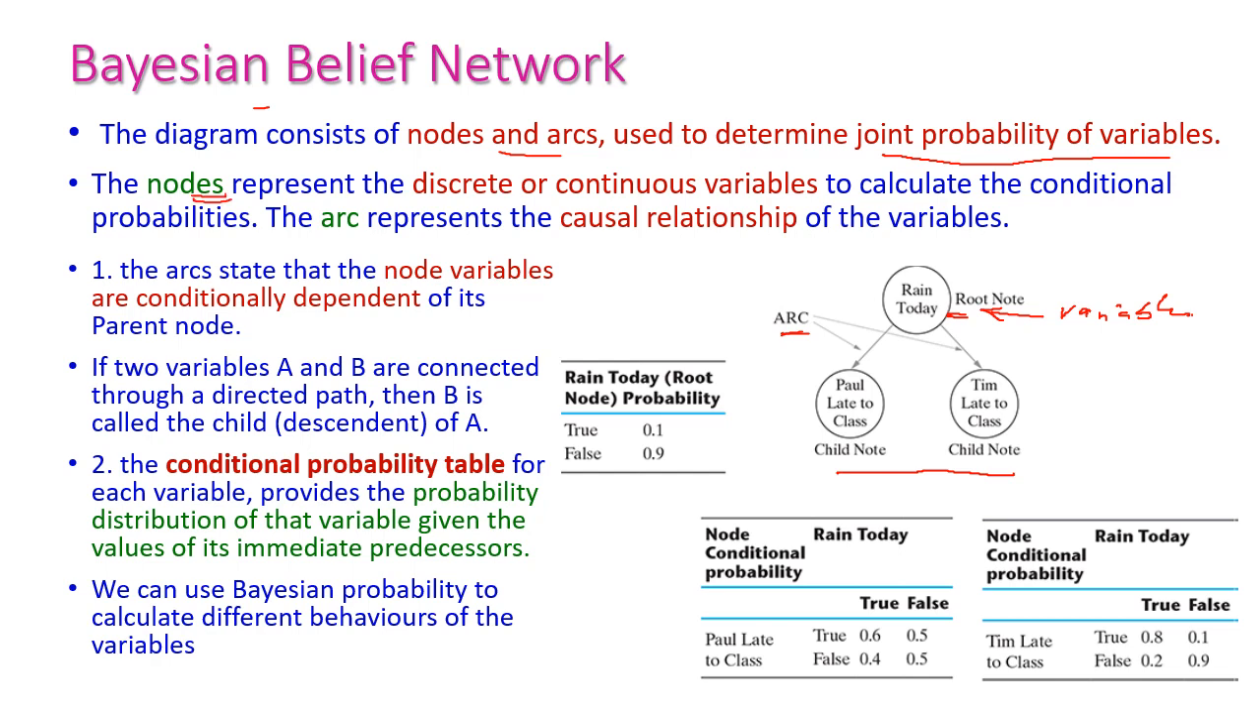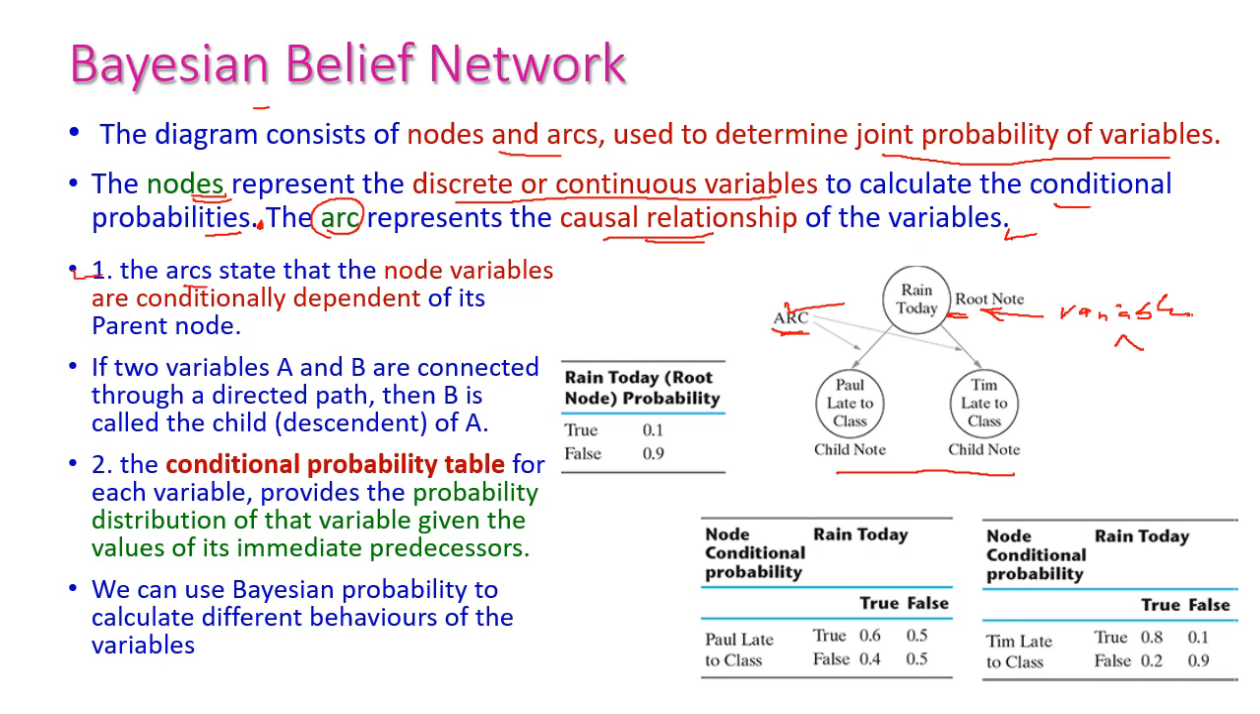The nodes represent discrete or continuous variables, that means the variable values will be discrete or continuous, and that is used to calculate the conditional probabilities. And the next one is the arc. The arc is used to represent the relationship of those variables, that is the causal relationship of variables. So nodes and arcs combined form the Bayesian belief network.